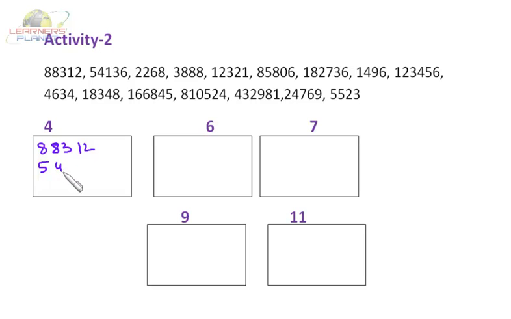It's 54136. Now this number 2268. Further it will be divisible by 4 since the last two digits are divisible by 4. So I just write it over here. It's 2268. Okay. Now 3888. Further, the last two digits are 88, which are divisible by 4. So the complete number will be divisible by 4. So I just write it over here.